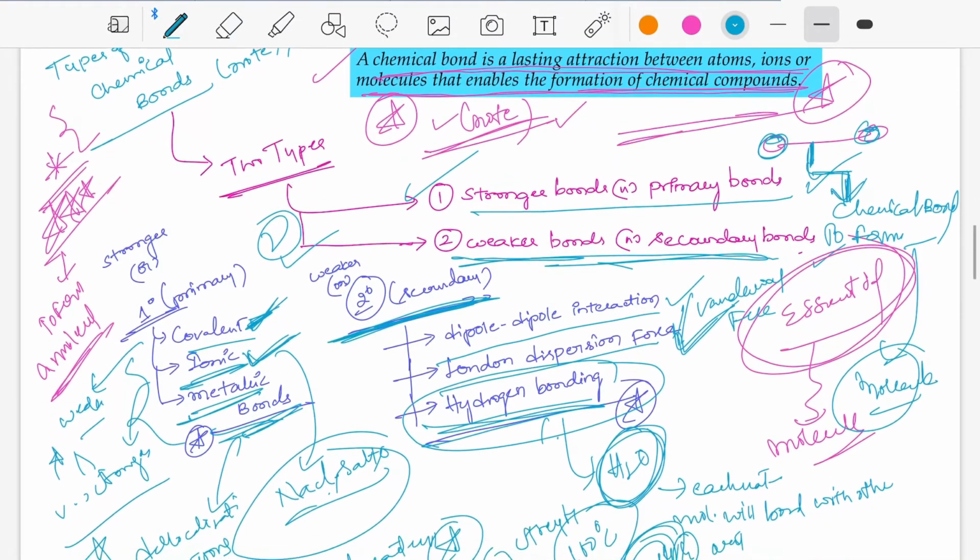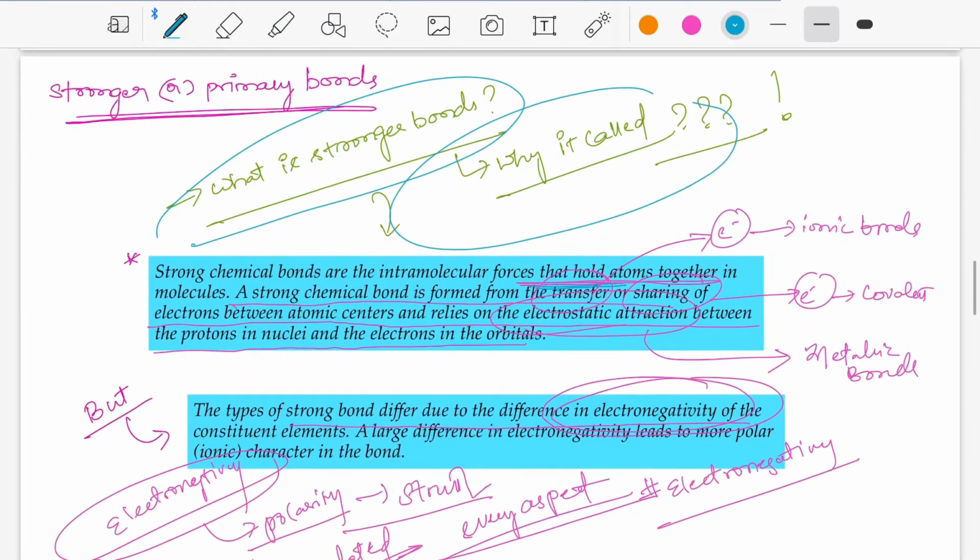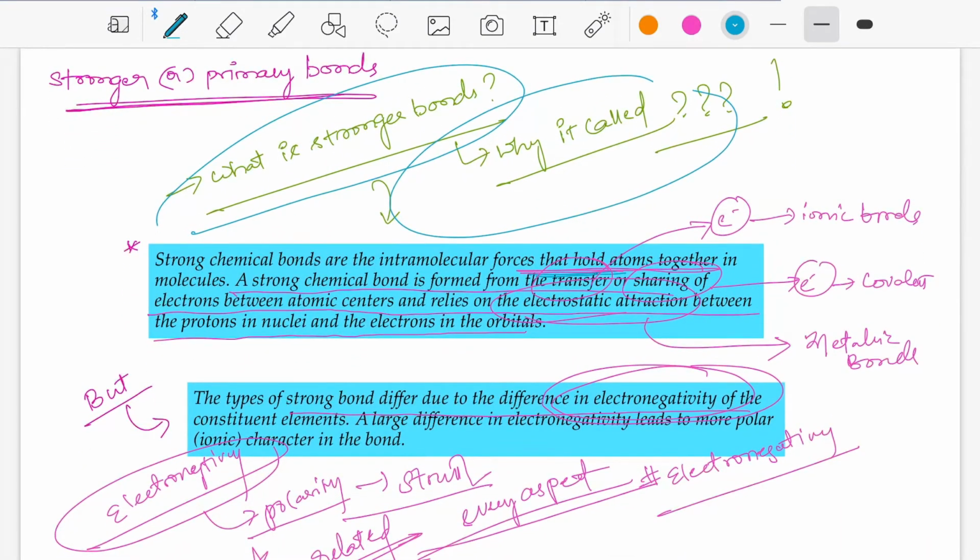Okay, next we go for classification. In the case of primary bonds or stronger bonds, we classify the stronger bonds into covalent, ionic and metallic. Let's discuss briefly what is a covalent bond, what is an ionic bond, what is a metallic bond. Before discussing that, let's discuss what are primary bonds. What are primary bonds or stronger bonds? What do you mean by a stronger bond?